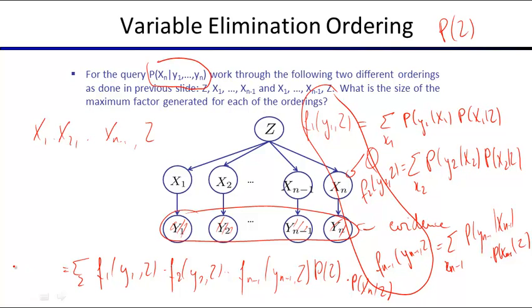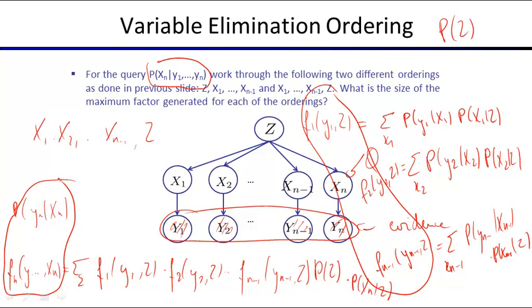This would give us a new factor, fn over all the y values, which are fixed, and then xn. This would be a factor with just one variable. Then we'd still have p(yn given xn). These would be our two factors left. We join them together. It would give us the joint over xn and all evidence variables.